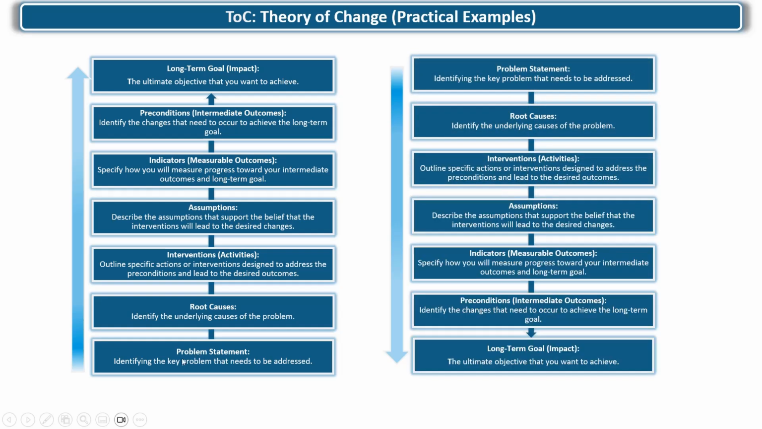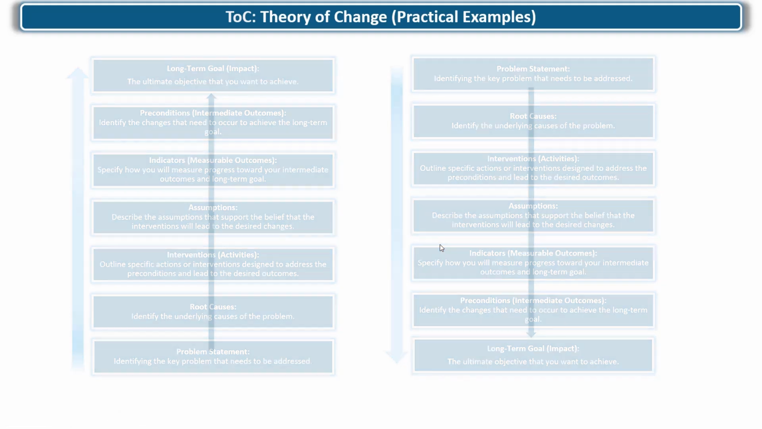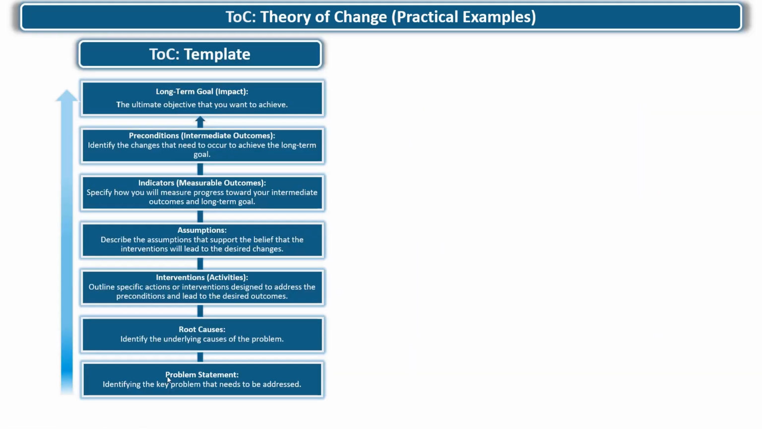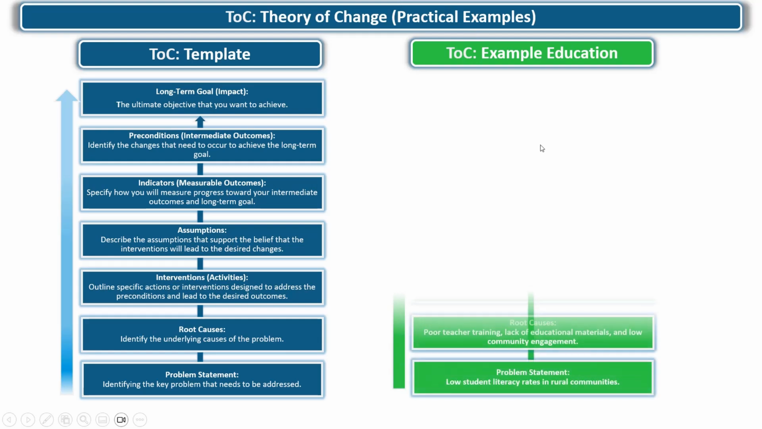So here the problem statement is at the bottom, and in this case the problem statement is at the top, and then root cause, intervention, assumptions, indicators, preconditions. We will use the templates in which the problem is at the bottom and then it goes to root causes and up to the long-term impact. So here is an example for education sector.